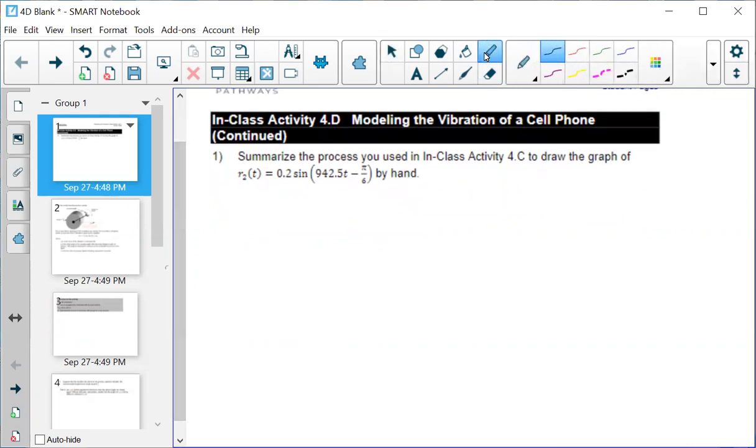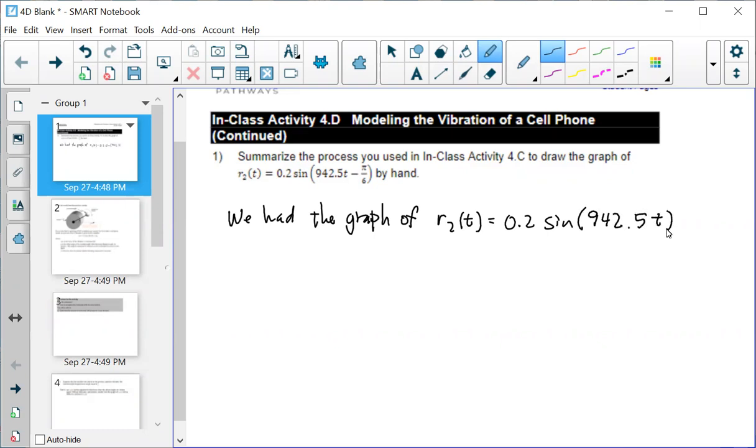All right. Well, we could answer this by saying first, we had the graph of R2 of t, which is 0.2 times the sine of 942.5 t, and this should be a sub 1. So let me erase that here and put a 1 there. So we already knew the amplitude and the period.